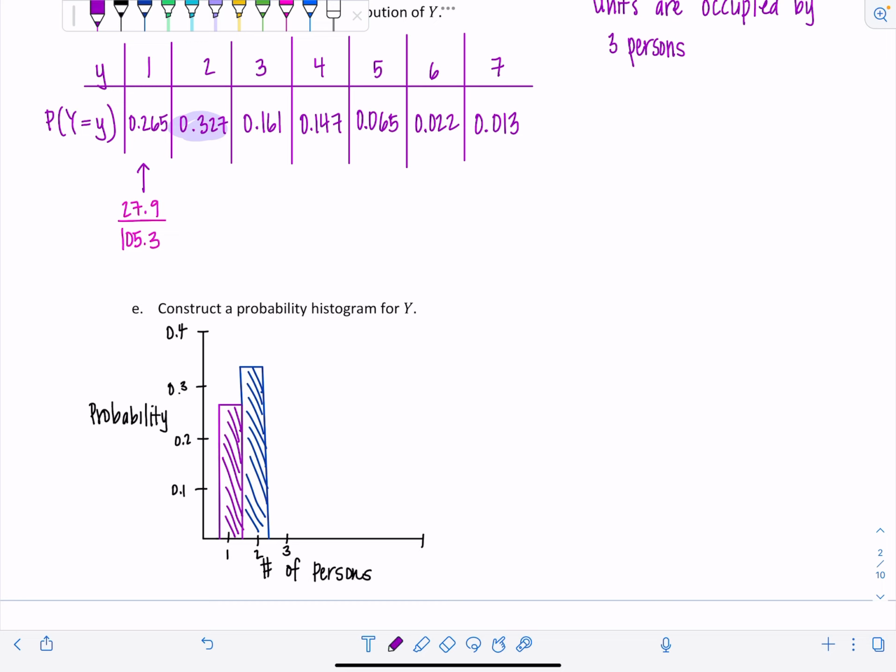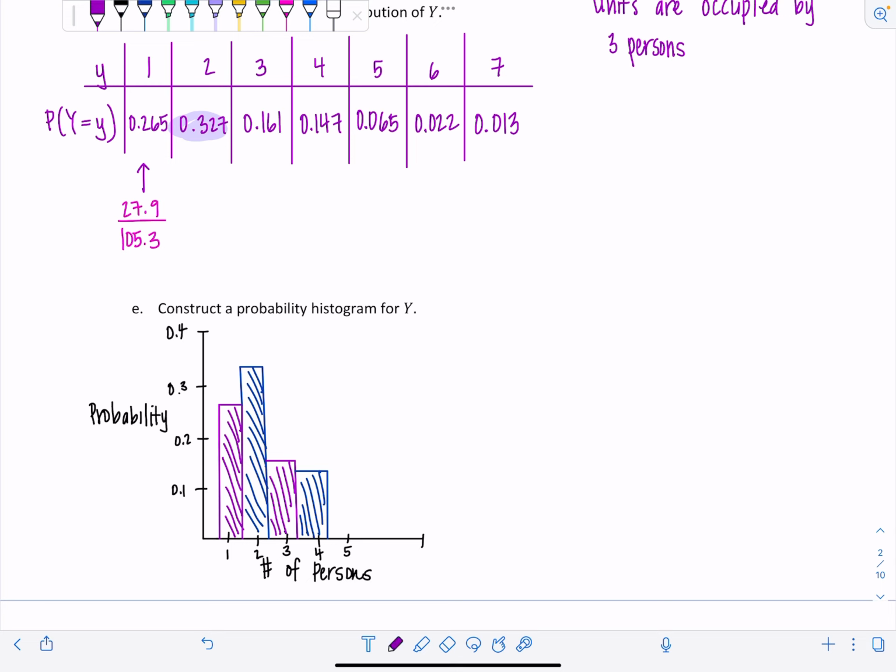0.161. So do 1 and a wee bit more than a half, like here. Obviously, this is not exact. When you do it on StatCrunch, either they'll have graphs for you to pick from, or you can just generate one using their little tool there. 0.147, a little less than halfway between 0.1 and 0.2. 5 is 0.065, so a little more than halfway up 0.1.